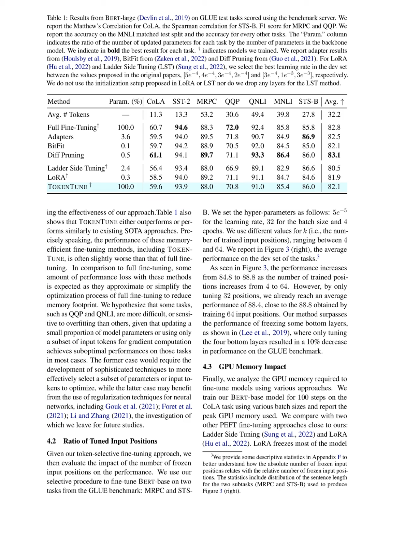Section Summary. In this section, we describe our TOKENTUNE method for fine-tuning language models by selectively computing gradients only for a subset of tokens, which helps reduce memory usage while maintaining performance. We validate our approach on the GLUE benchmark, showing that TOKENTUNE achieves comparable results to full fine-tuning, although some performance loss is expected due to its memory-efficient nature.